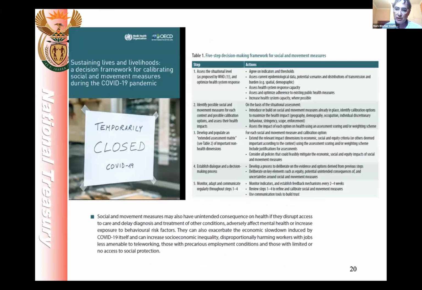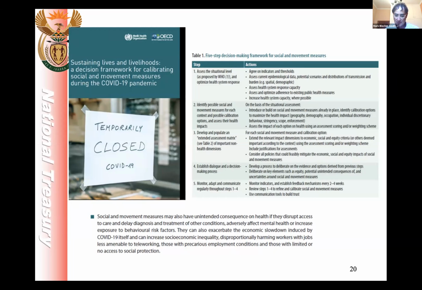You see WHO in their December publication starting to come out more formally, saying, colleagues, we need to think about the effects of these lockdowns on the economy. We need to balance the effects on the health system and the economy, and proposing a 5-step decision-making framework, which includes Section 4, establish dialogue and decision-making processes where you deliberate on both the health and the economic effects, and make a decision based on both considerations.